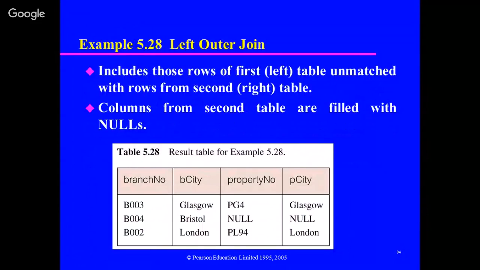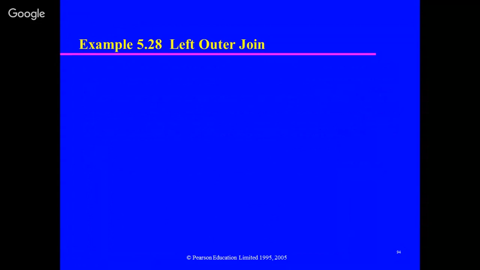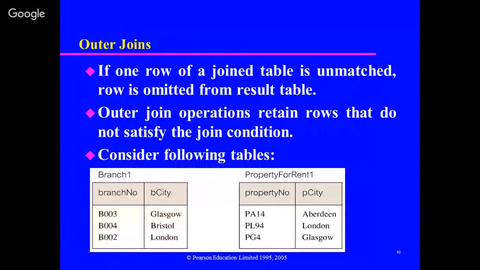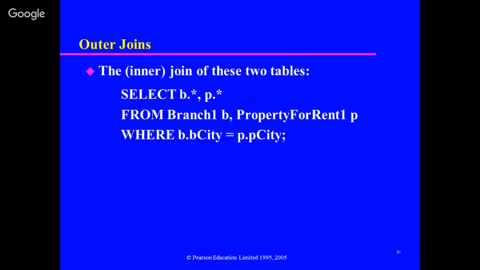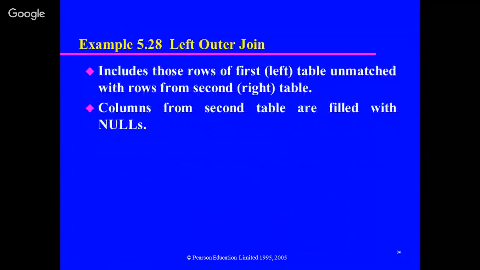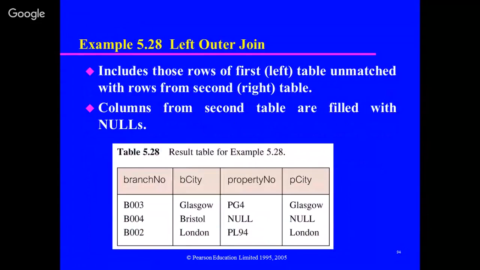Right, so this is the output of the outer join. Now you can see Bristol, B004. Bristol has got a branch, but, as we have already seen, there is no property in Bristol. I hope you remember that. Let us quickly go back and check that. If you see the property table, there is nothing where PCT is Bristol, right? So when I come back here, in Bristol there is no property.